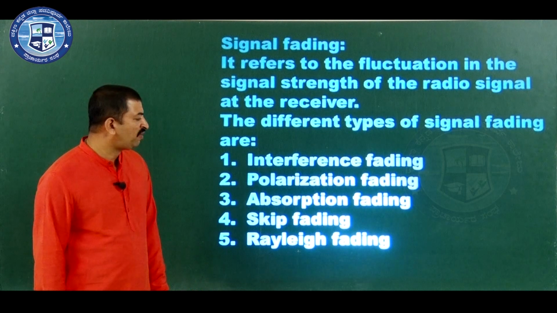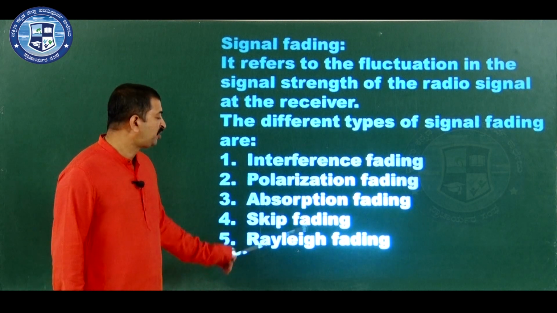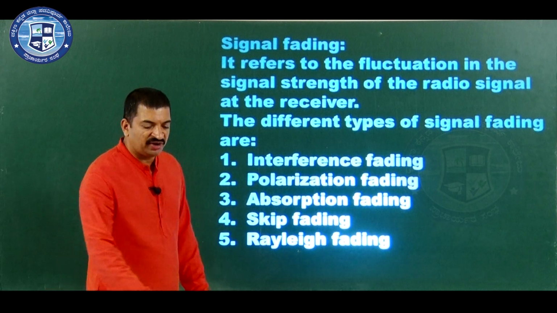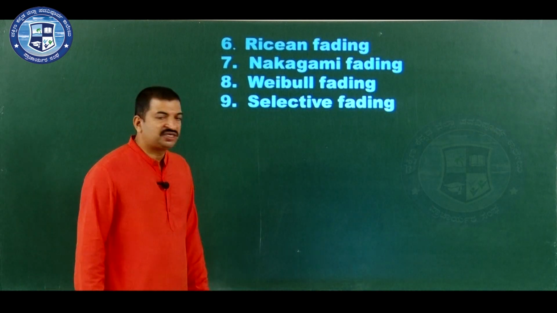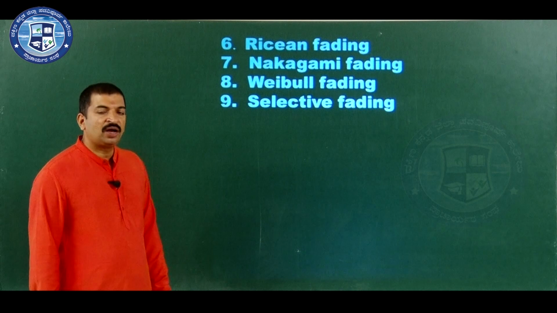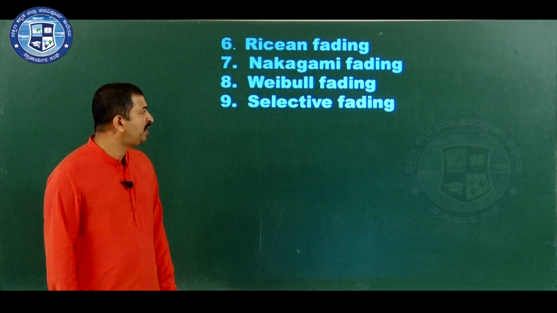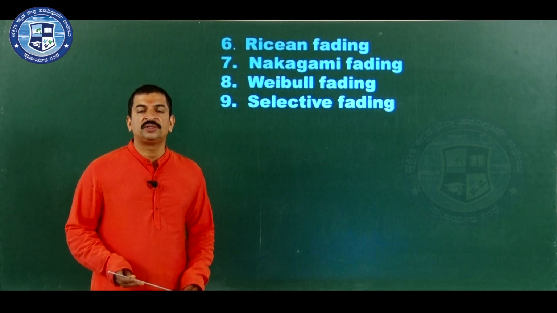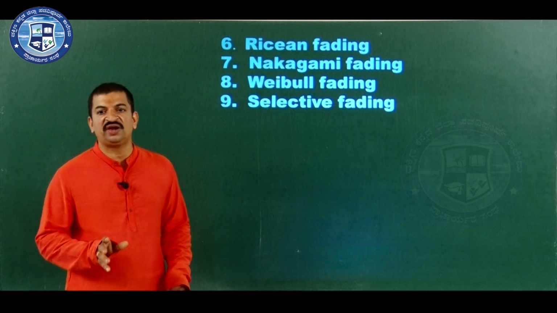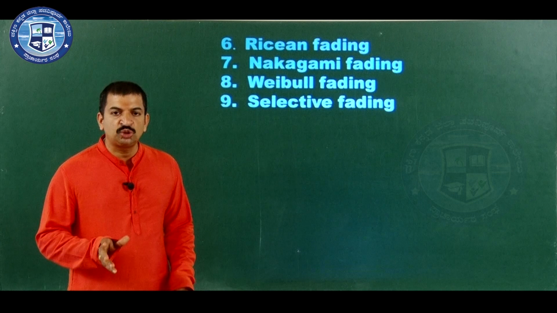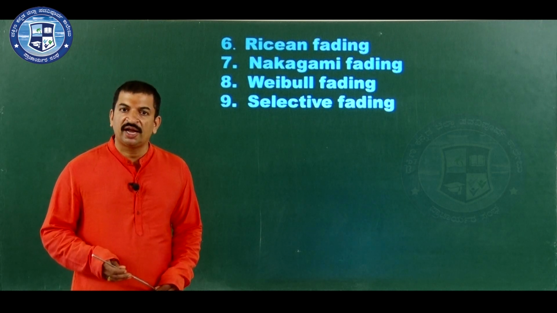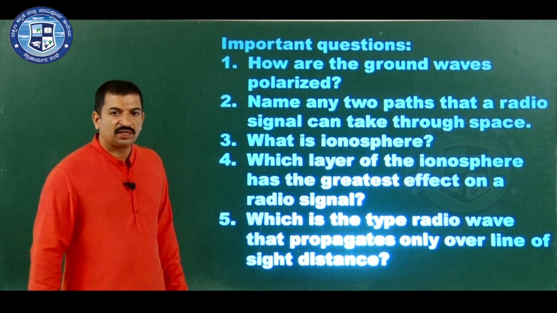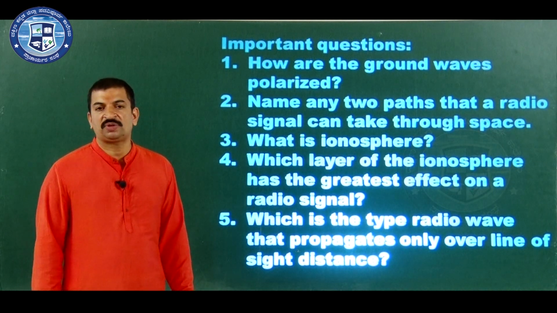The other types of fading are absorption fading, skip fading, Rayleigh fading, Ricean fading, Nakagami fading, Weibull fading, selective fading, etc. These are the different types of signal fading. So, what is signal fading? It is the fluctuation in the signal strength at the receiver. That's all about the wireless communication chapter.